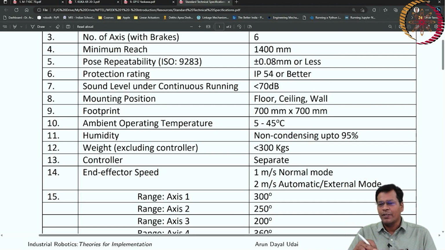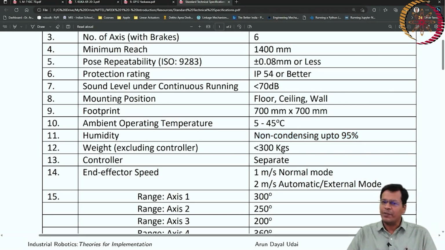Normally, if it is 95% humidity, it is quite okay; the robot can withstand it. But with 95% humidity, if it starts condensing, maybe due to the surrounding temperature or the temperature of the controller inside, and it starts precipitating, then what happens? 95% sounds very high for that. Got it? So to withstand that, I said okay, non-condensing 95%.